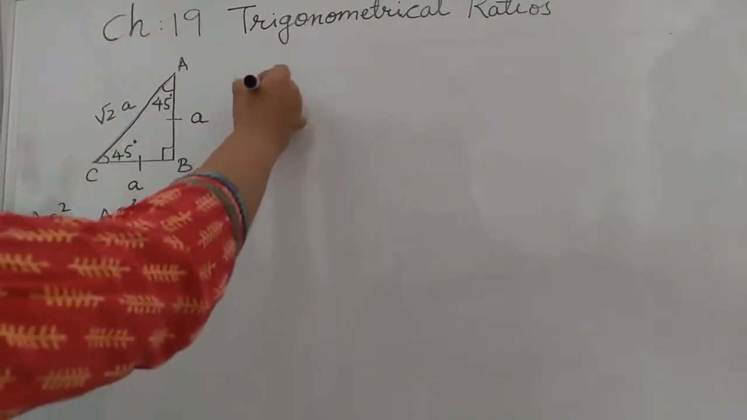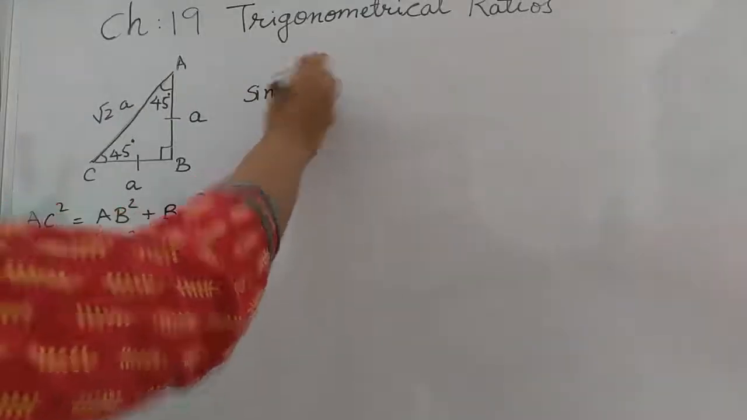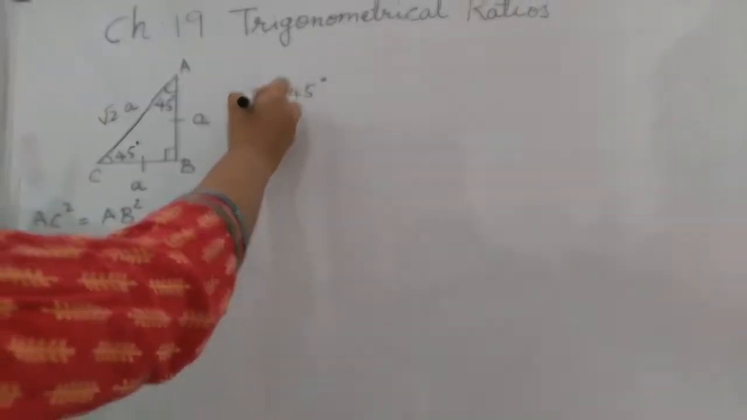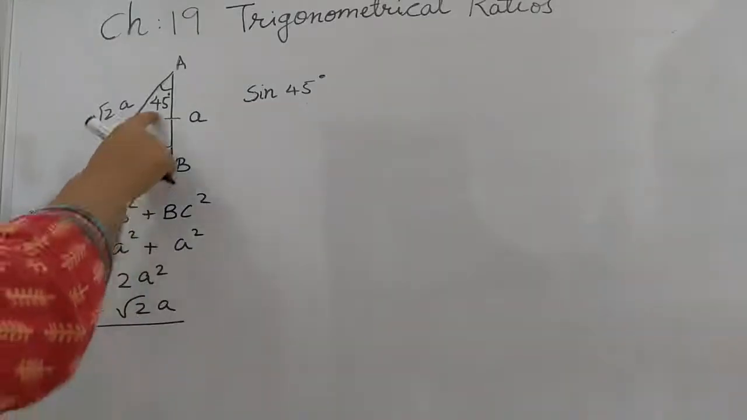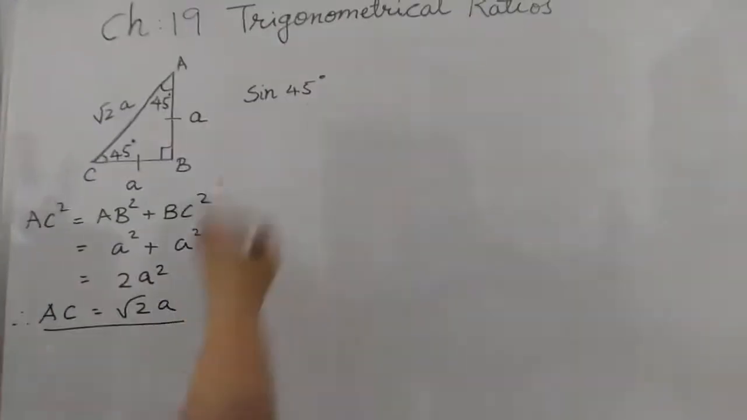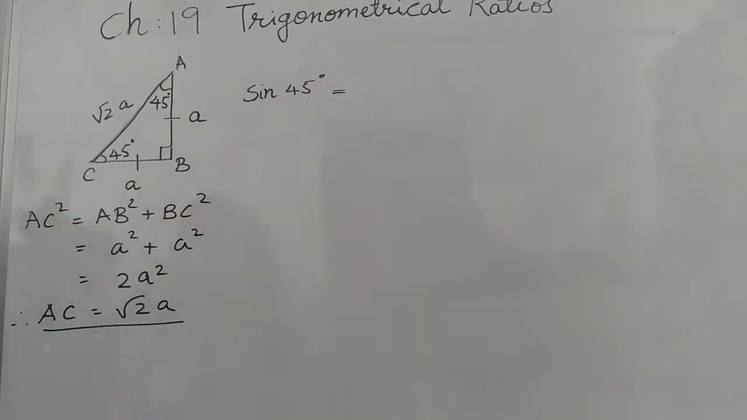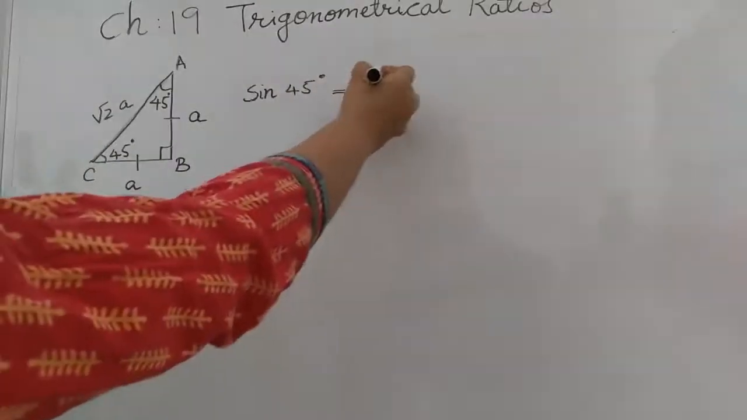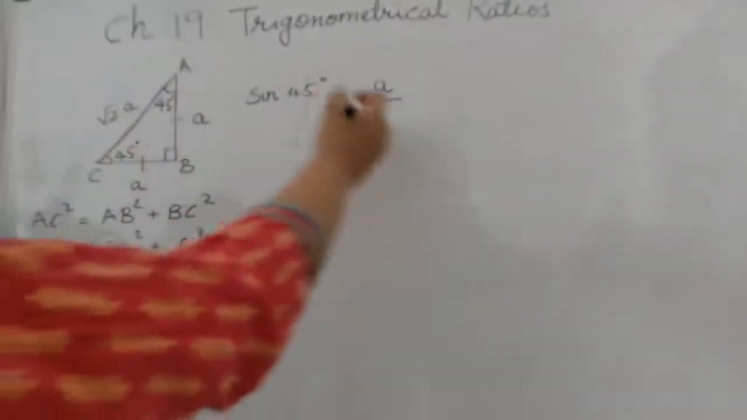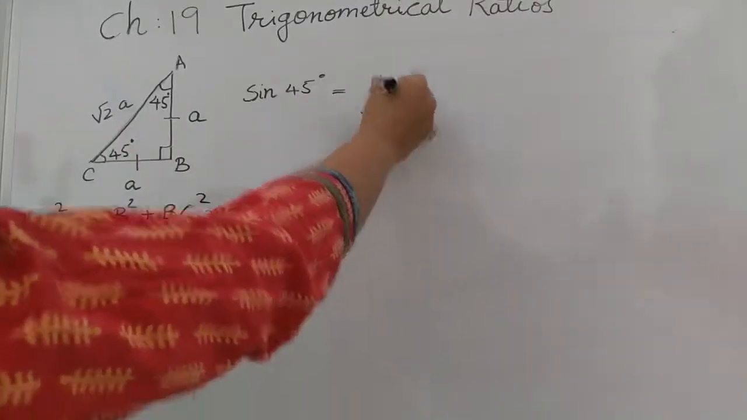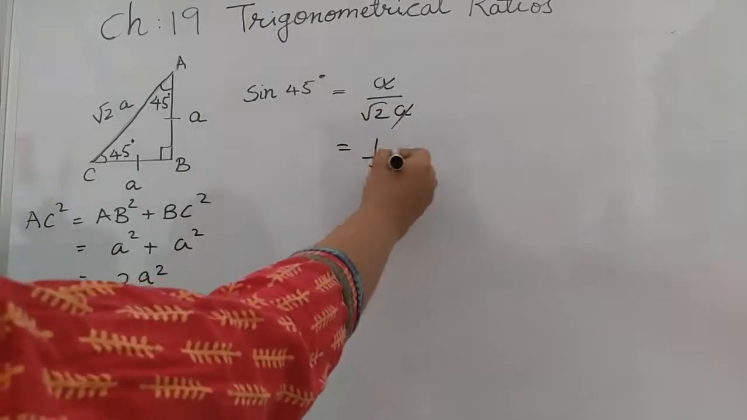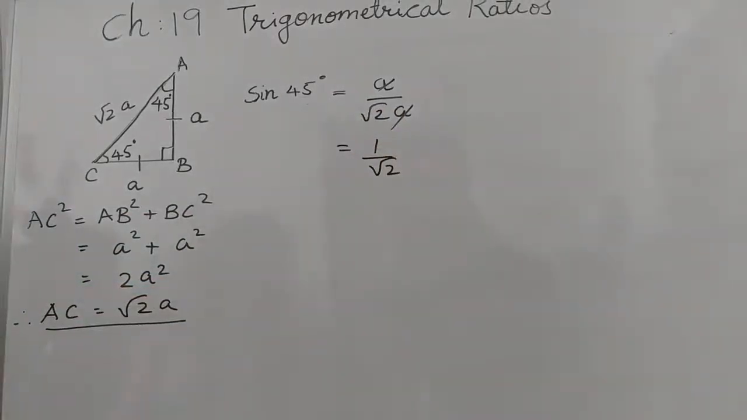Now we will take sine, cos and tan of 45 degree. So here I am writing sine 45 degree first. So students, you can take either this or this, any of the 45, you will get the same answer. Now sine means opposite upon hypotenuse. So opposite to 45 value is A and our hypotenuse is root 2A. A gets cancelled, we get 1 by root 2, the first value.